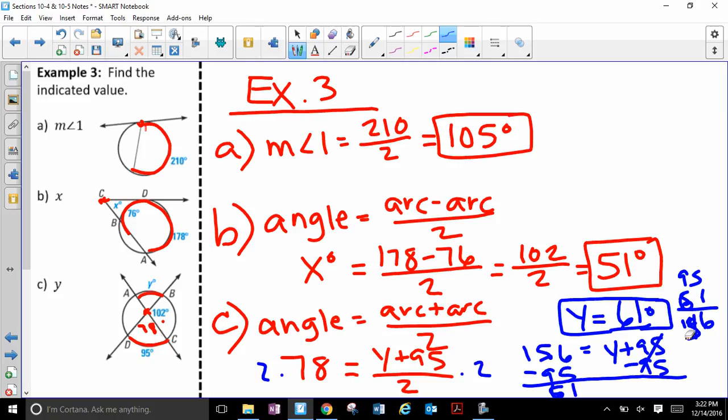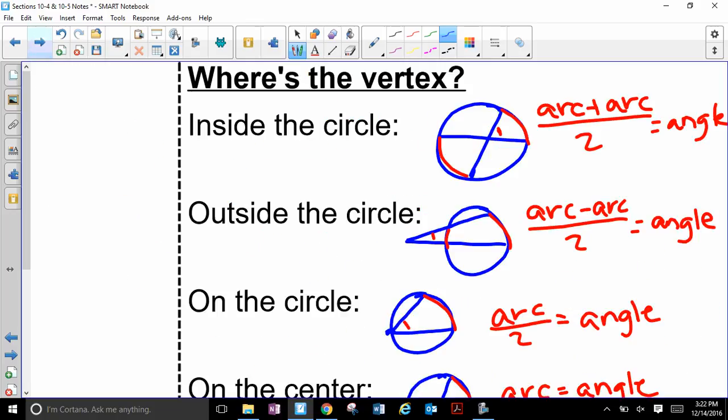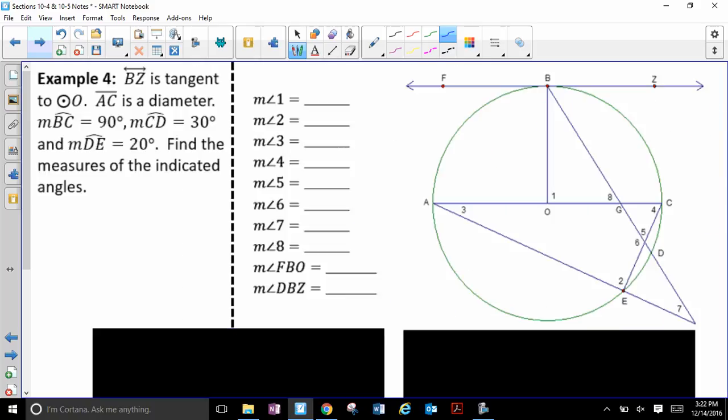Because the pictures aren't always going to be nice like number 3. If you look at example 4, I mean, it's a lot going on in this picture. Now, here's what I recommend you do on these types. First, you put in all the given information and find all the arc measures. So they're telling us that line BZ is tangent, so we know it hits at one point at point B. Circle O means O is the center point, so we know O is the center.